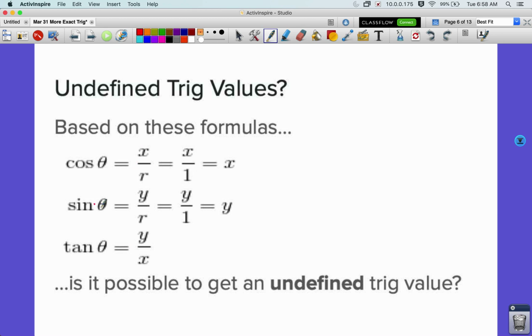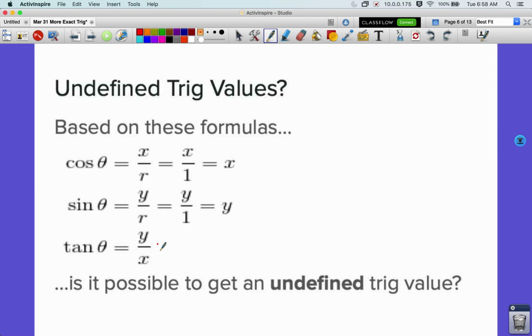Well, with cosine and sine, it doesn't look possible because the ratio is always some side length divided by the radius. So it's either the adjacent here with cosine, and when the radius is 1, then it's just the x value at that angle on the unit circle. With sine, it's the opposite being divided by that radius. Again, the radius is never going to be 0 though. But tangent has a different definition.